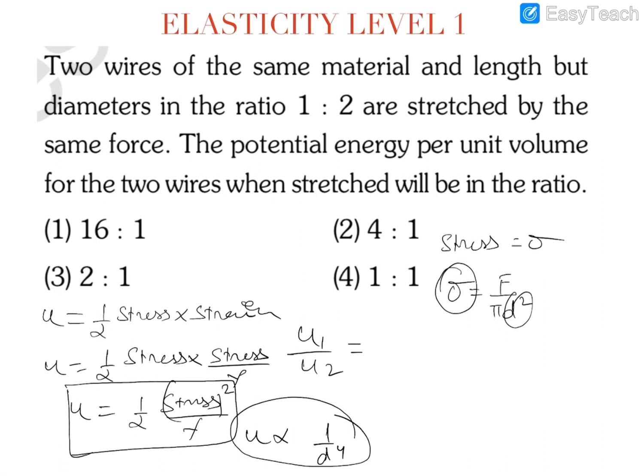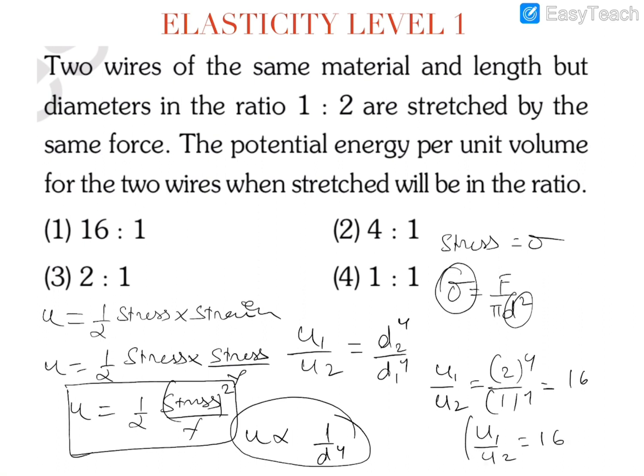So u1 by u2 will be equal to d2 to the power 4 upon d1 to the power 4. So d to the power 4 is 2 to the power 4 upon 1 to the power 4, and it is equal to 16. So u1 by u2 will be equal to 16. So the correct answer will be option number 1. Now we move on to the next question.